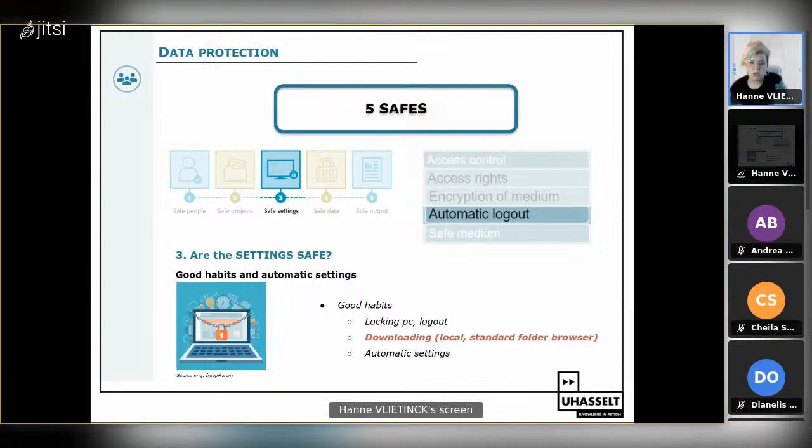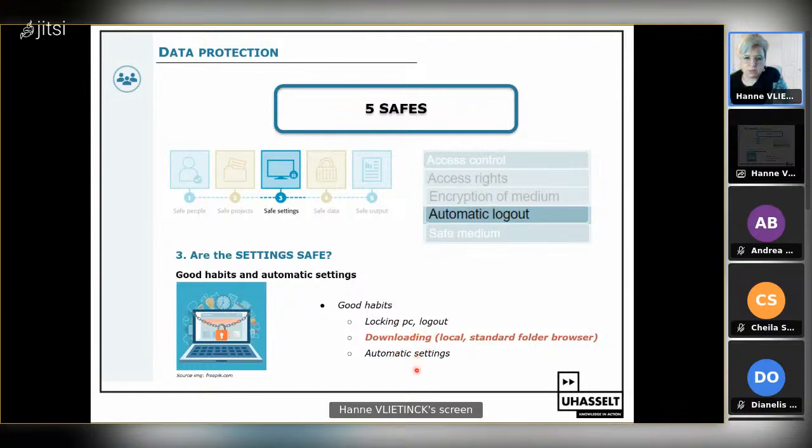Then this part is more about good habits. Good habits are like locking your PC when you go away from your PC or from your device, closing the room physically. The hard disks that you're using should be put safely away. It maybe sounds obvious, but it's not always done. That's just something I want to mention that is also important.